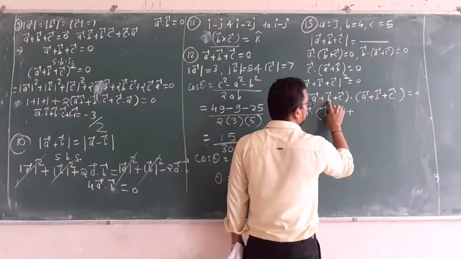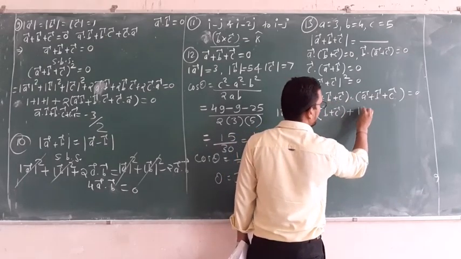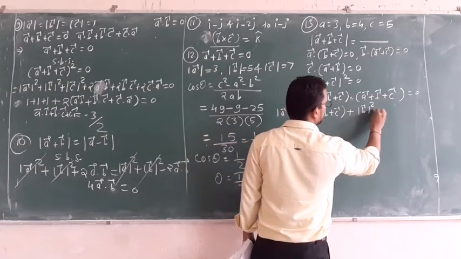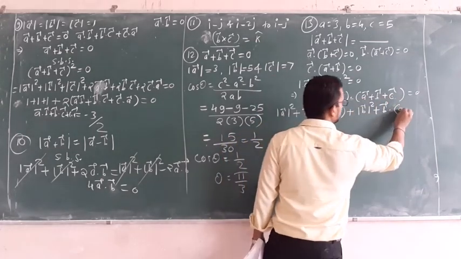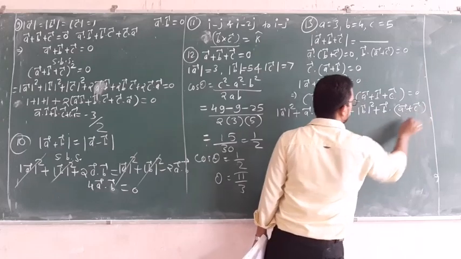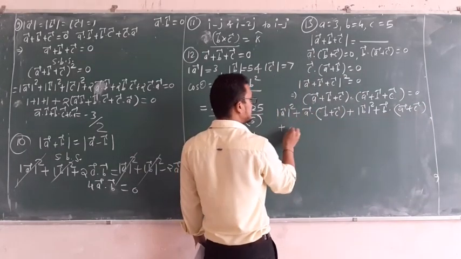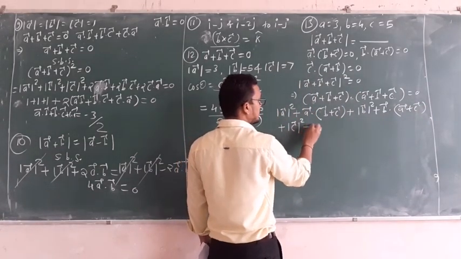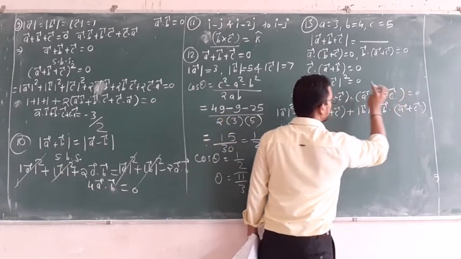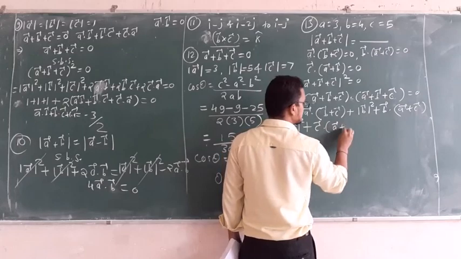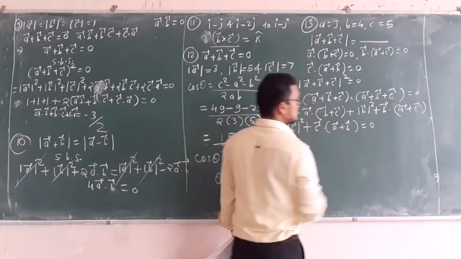Now here B dot B will be what? Magnitude of vector B square plus B dot, which two vectors are left? A and C, that is A plus C. Next, if I take C dot C, then it is magnitude of vector C square plus C dot, in which two are left, A and B, that is A plus B, which is equals to 0.